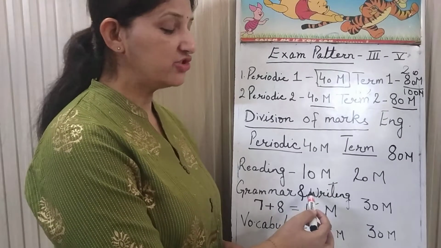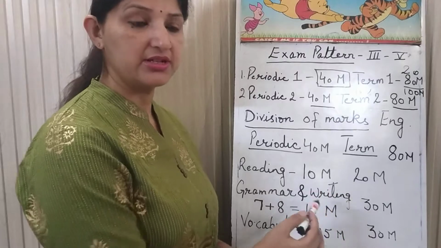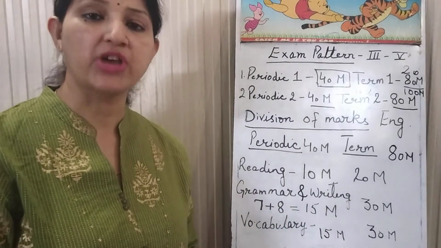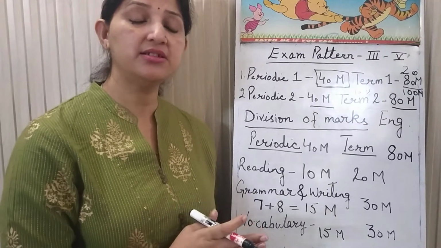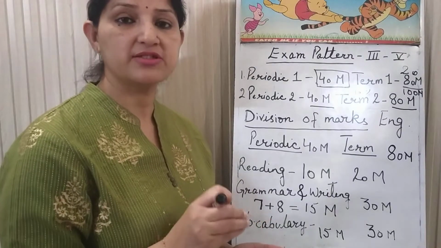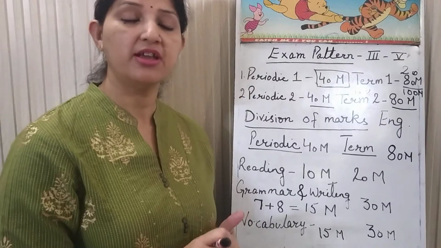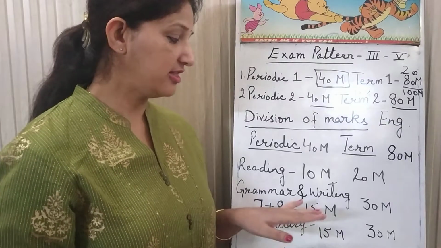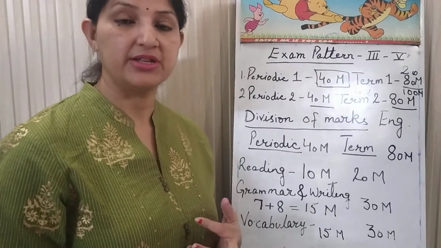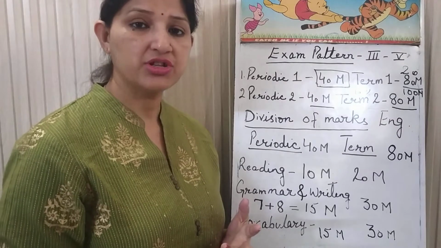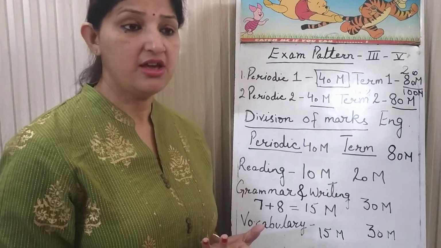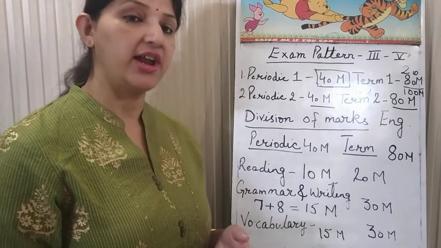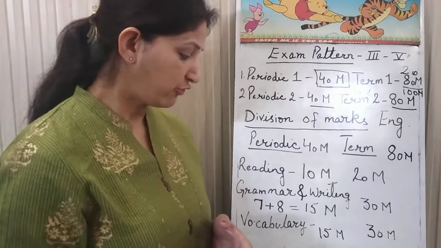So whatsoever is being taught in this creative writing portion, the practice is given to the child in the classroom, but the child has to write the question, whatsoever the question is, and attempt it himself or herself. And in the paper, no question will be repeated. It will be a new question, and the child's own creative thinking is to be assessed. Okay, so it is very important that the child is prepared accordingly for this.